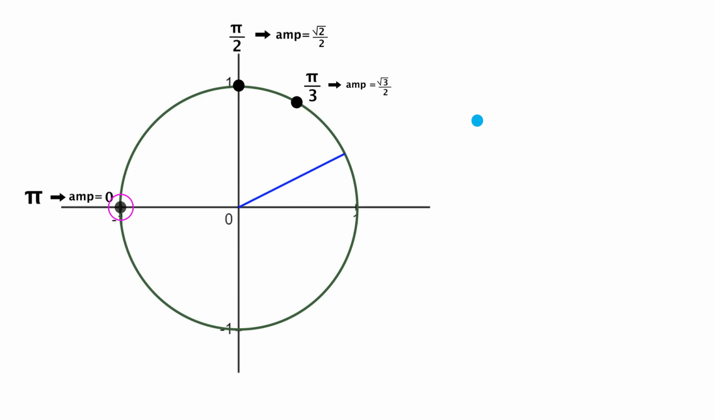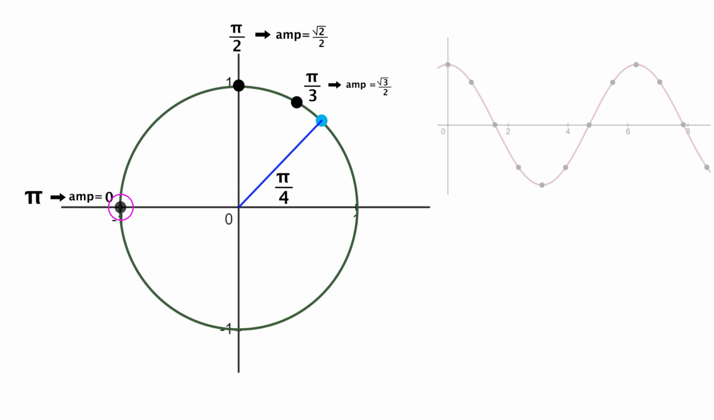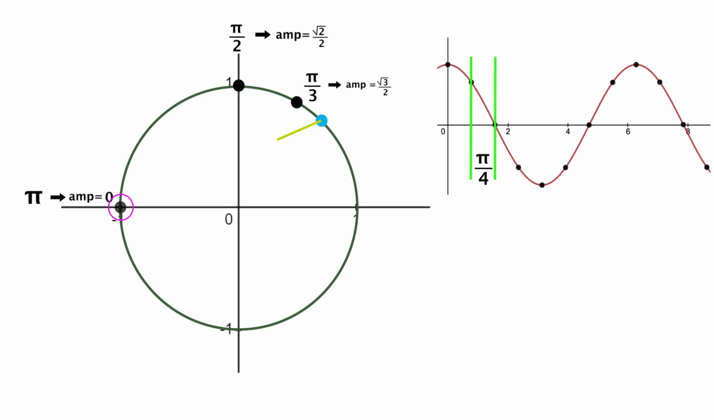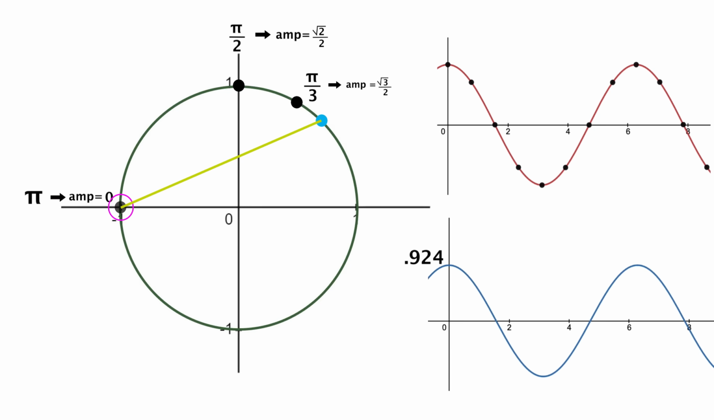For any point on the circle where the angle represents the sampling interval of our cosine curve, the distance from that point to the 0 divided by 2 yields the output of the reconstructed signal for a moving average done 2 samples at a time.